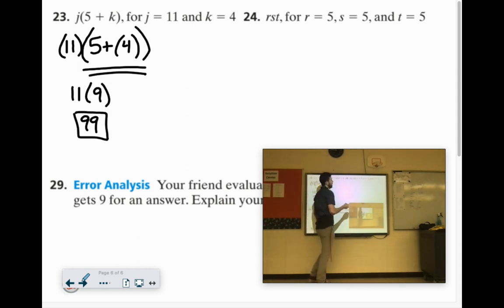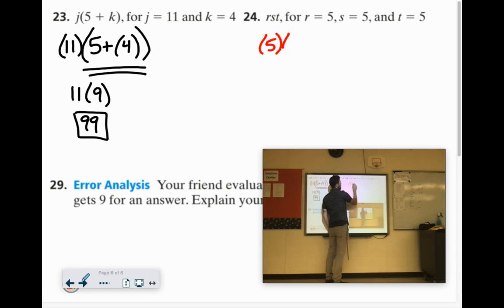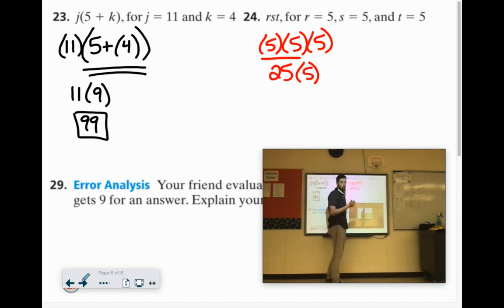All right, r, s, t, they're all the same. 5 times 5 times 5. 5 times 5 is 25. Times the other 5. Think of if you have quarters. If you have 5 quarters, that's $1.25. So 125.